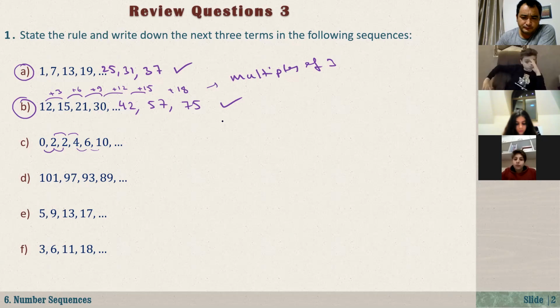We call them actually these two preceding terms. Preceding.